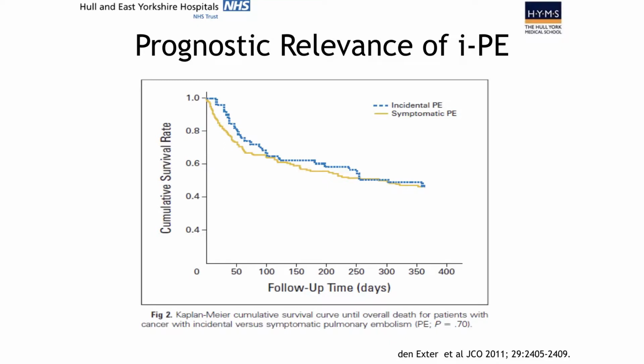When it comes to pulmonary embolism per se, you'll see here that whether the patient has got an incidental pulmonary embolism or a symptomatic pulmonary embolism, the outcomes in terms of survivorship are exactly the same when you've got cancer as an underlying problem.